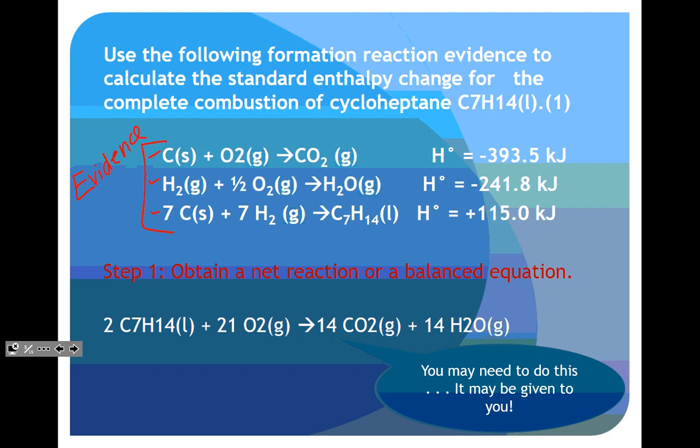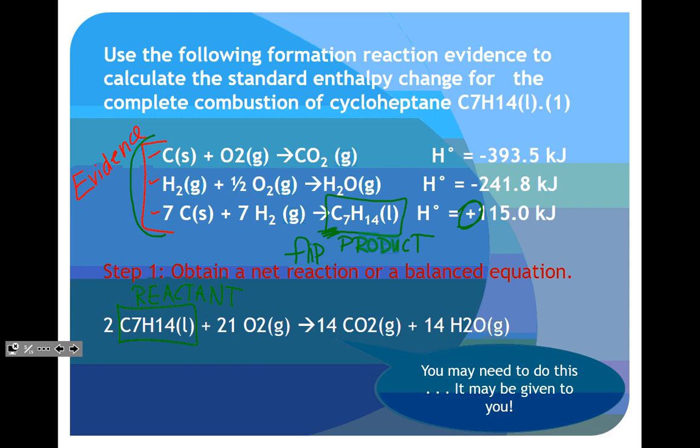Now let's just take a quick look and remember those 2 steps. I'm going to talk about them a little bit. Notice that here's my cycloheptane. Notice that it's a reactant here. And notice in my evidence pieces, let's see where it is. Where is it? It's right here. But here it's a product. No good. I have to change this to a reactant, so I have to flip. If I flip the equation, what happens to the sign? You're going to see the answer, but I'm just saying.